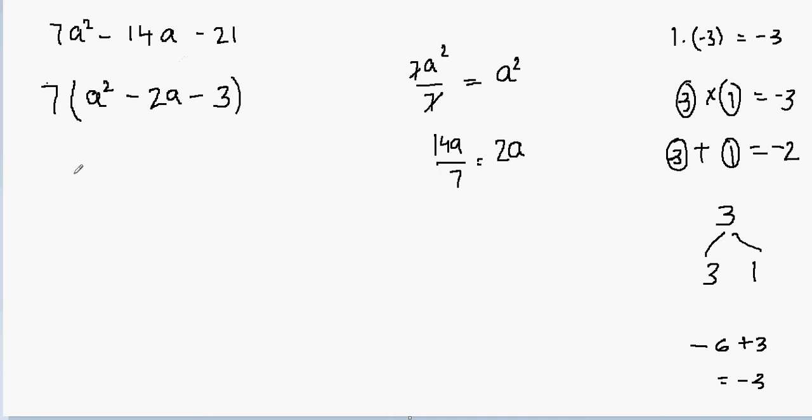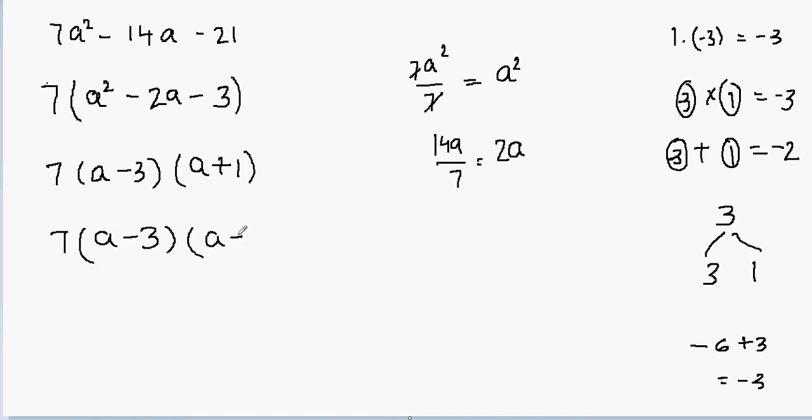So I'll write 7 here, then inside I will have, what is the variable this time? My variable is a. So I'll write a, then the first factor is negative 3, so I will write a minus 3, and the other factor is plus 1. So this is my final answer. So what is the factored form of this equation? 7 times (a minus 3) times (a plus 1).